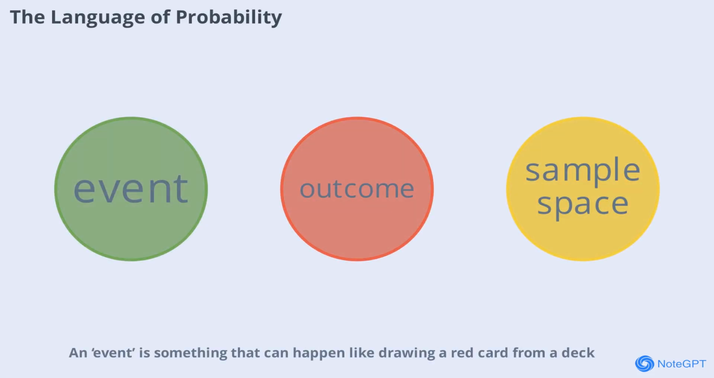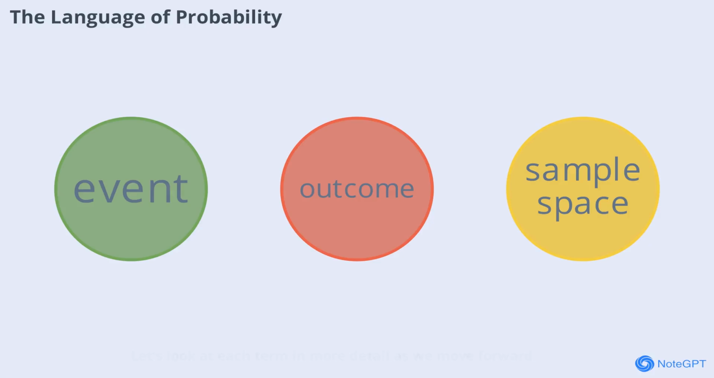To talk about probability, we use specific terms. An event is something that can happen, like drawing a red card from a deck. The outcome is the result of a single trial, such as drawing a specific card. The sample space is the set of all possible outcomes. For example, when flipping a coin, the sample space is heads or tails. Understanding these terms helps us communicate clearly and solve probability problems more effectively. Let's look at each term in more detail as we move forward.